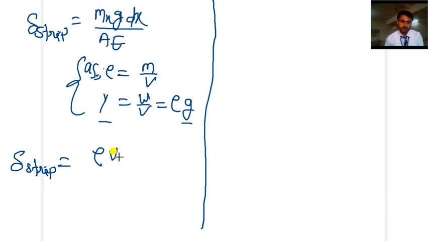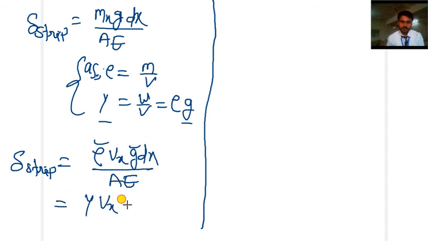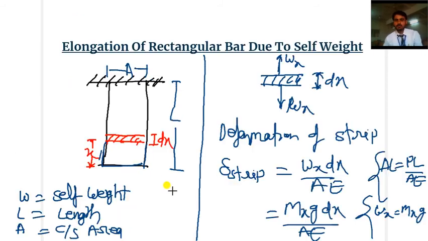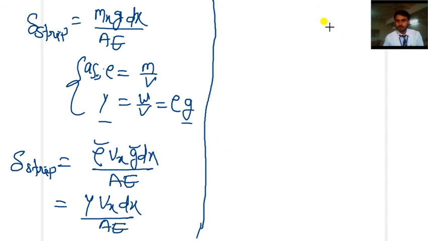So that will be equal to rho Vx, and also we have g dx divided by AE. Rho into g will be equal to gamma. So that will be equal to gamma Vx dx divided by AE. Again, what will be Vx? Volume is equal to area into length. We will consider here volume of such amount of bar. Okay, the volume will be equal to area, means A, length, means x. Vx will be equal to A into x.